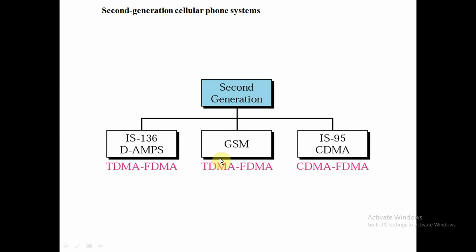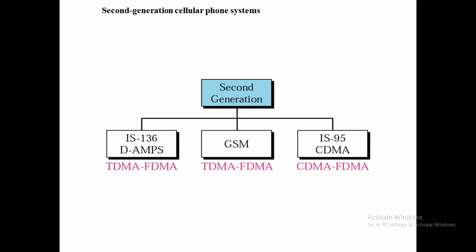The second one is GSM, which is related to time division multiple access and frequency division. The next type is IS-95, Interim Standard 95, which is code division multiple access, that is CDMA, and FDM.